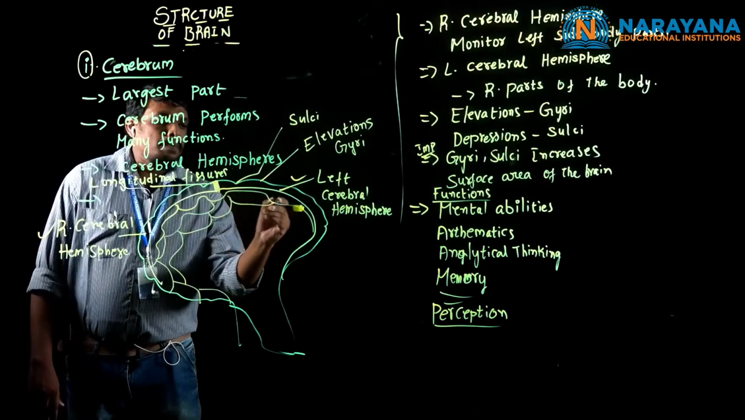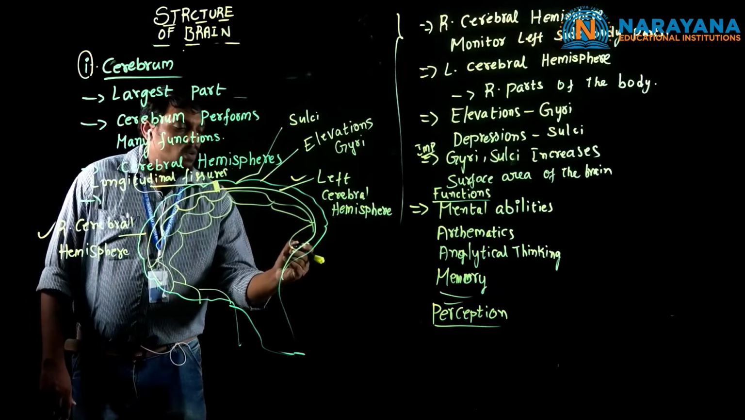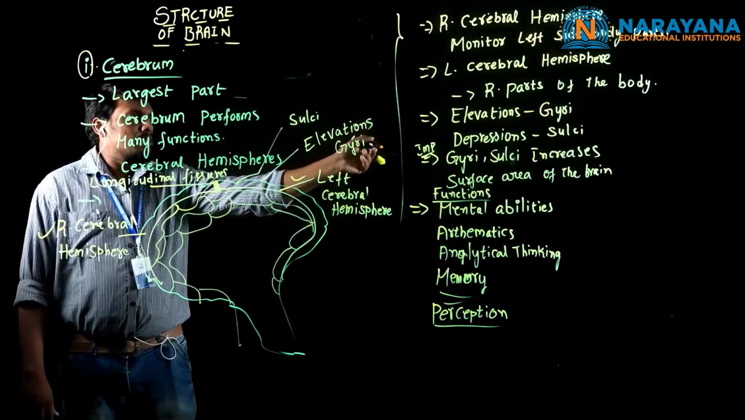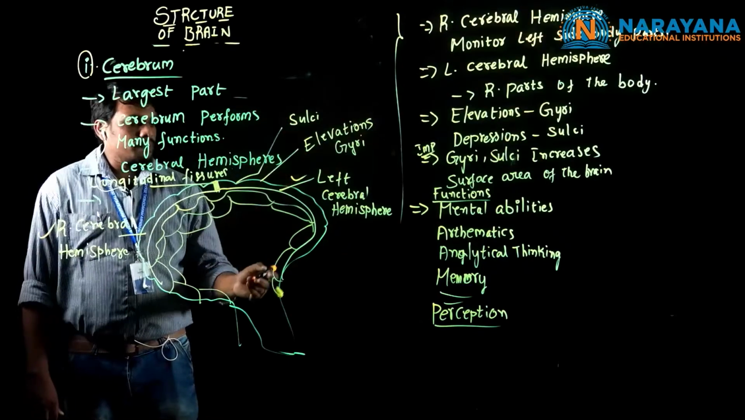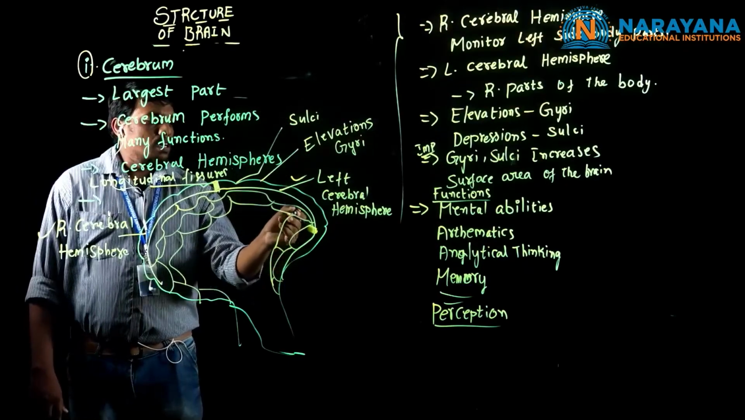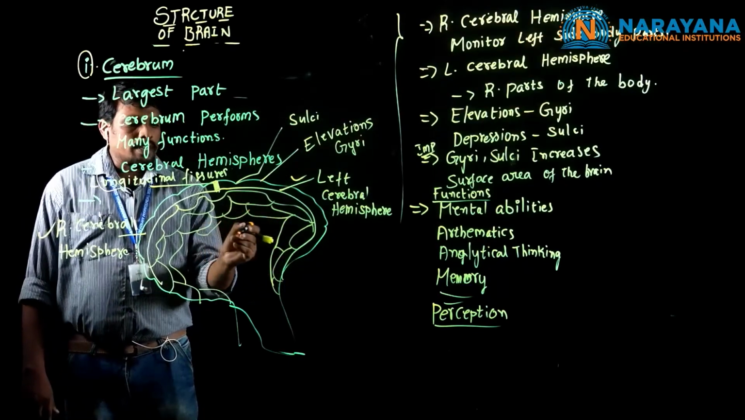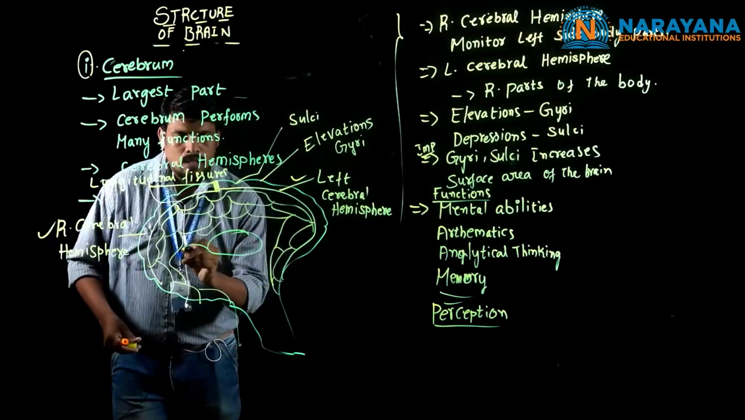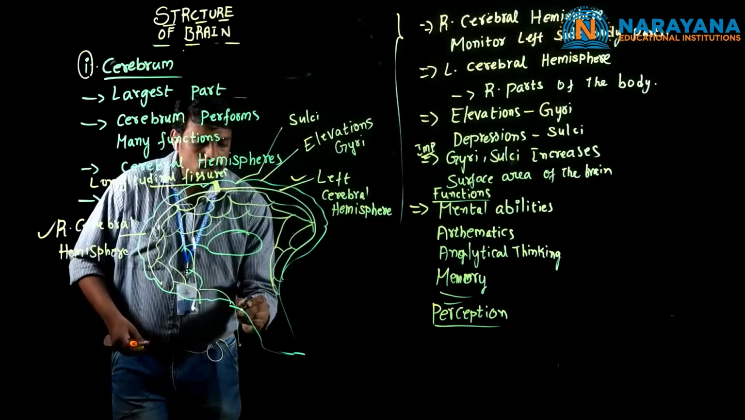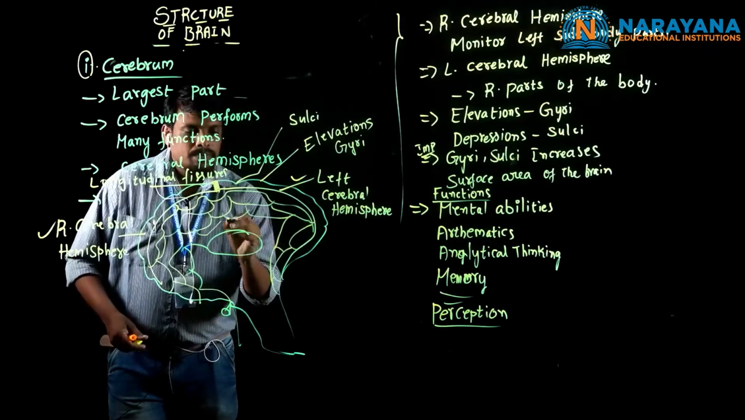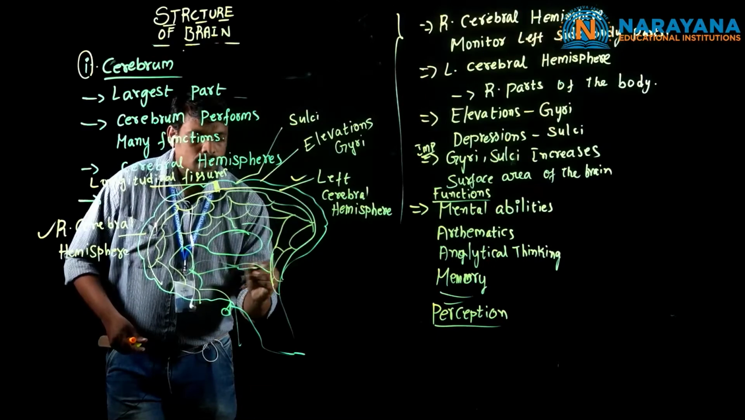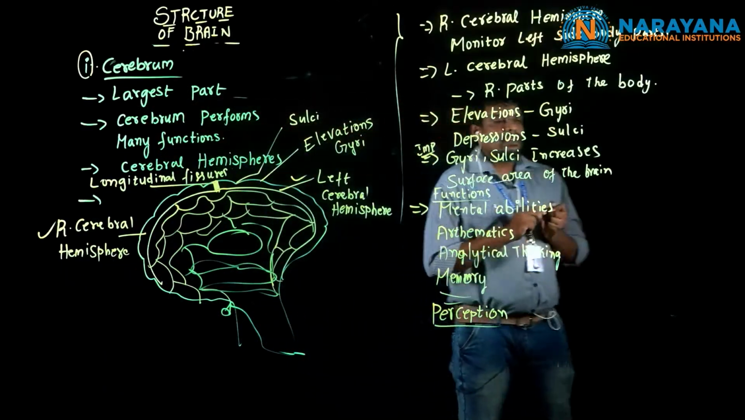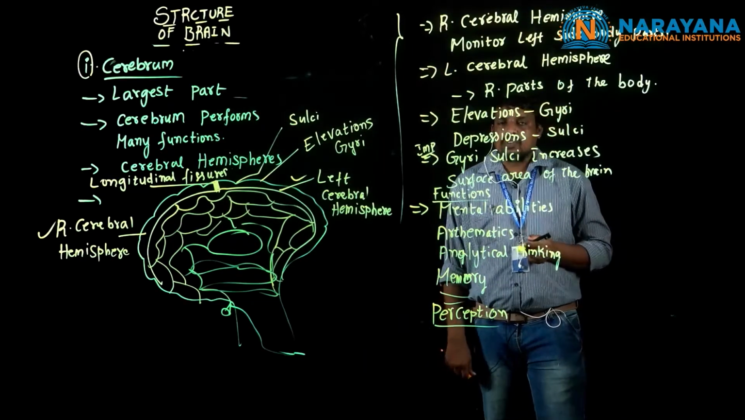No, entire cerebrum. Only surface area of the cerebrum increased by gyri and sulci. Clear? Right now. So the brain generally looks like this. So let us note down the points. If completed, we will go for the next topic.